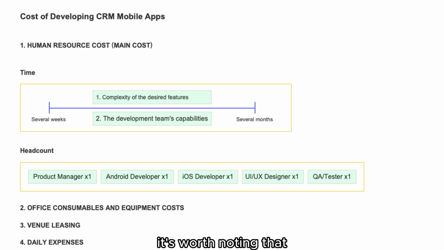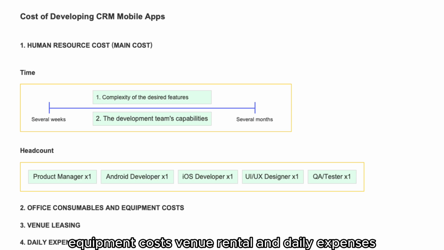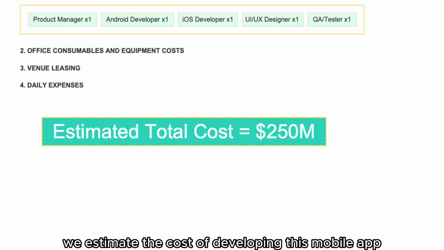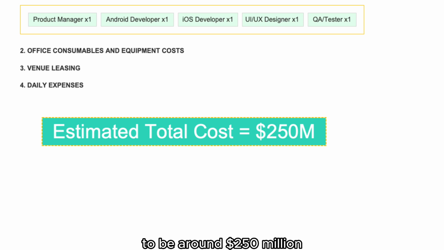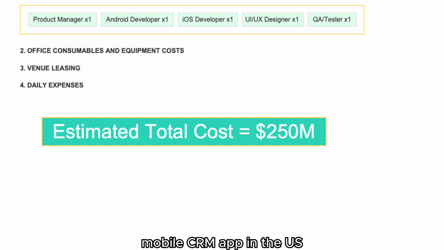By calculating the invested human resource cost, you can determine the main cost of developing the mobile app. It's worth noting that in addition to human resource costs, there are other expenses like office supplies, equipment costs, venue rental, and daily expenses. Considering all these factors, we estimate the cost of developing this mobile app to be around $250 million. This is the development cost of a moderately complex mobile CRM app in the US.